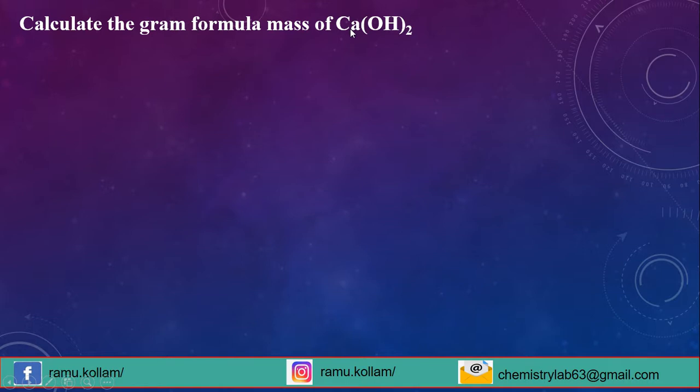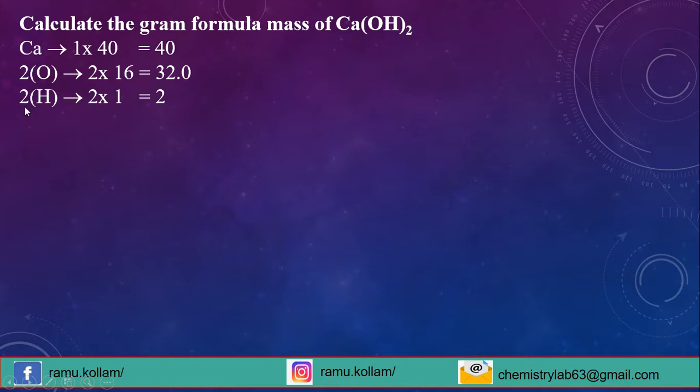Here calcium has 1 atom, and oxygen and hydrogen each have 2 atoms present in this formula. So the calcium atomic weight is 40 and the number of atoms is 1. 1 into 40 is equal to 40. Similarly 2 into oxygen. So 2 means the number of atoms of oxygen. So 2 into the atomic weight of oxygen, 16. So 16 times 2 is 32.